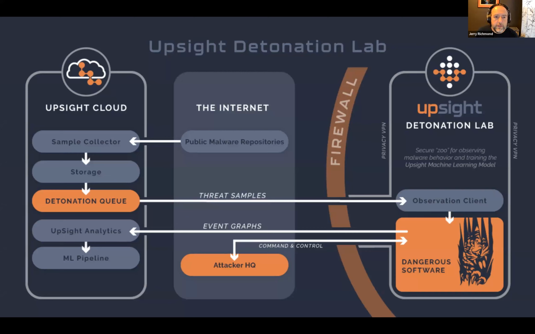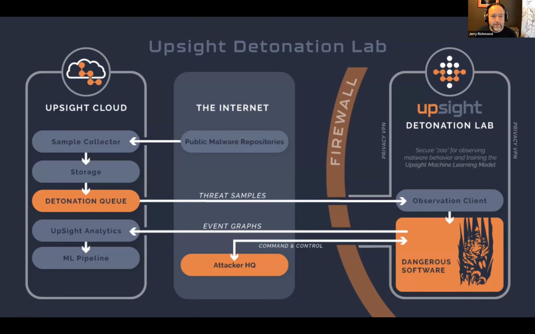On this slide here, you'll notice a couple of pieces. On the right-hand side, there's the core of the detonation lab, our detonation VM. And there's a lovely tiger inside there. One of the things that I wanted to draw is an analogy. When I think about the detonation lab, I often think about a zoo. And it works on many different levels.